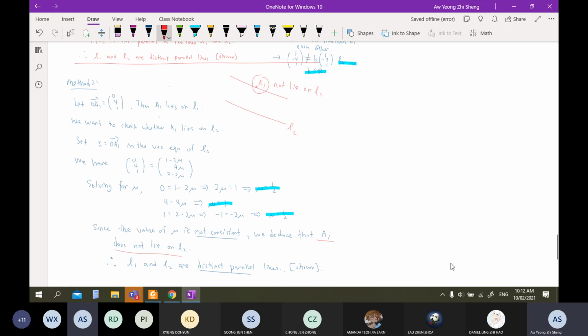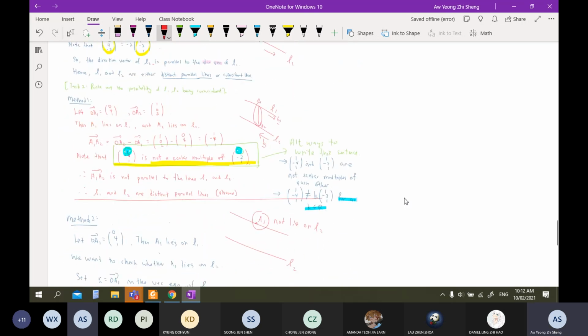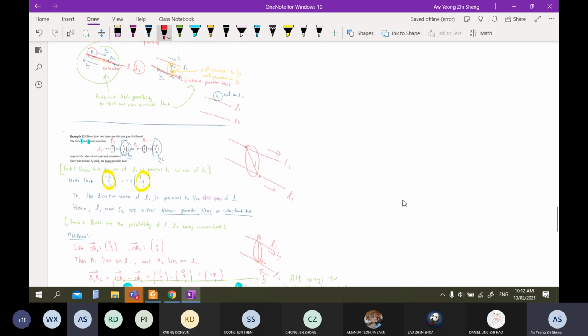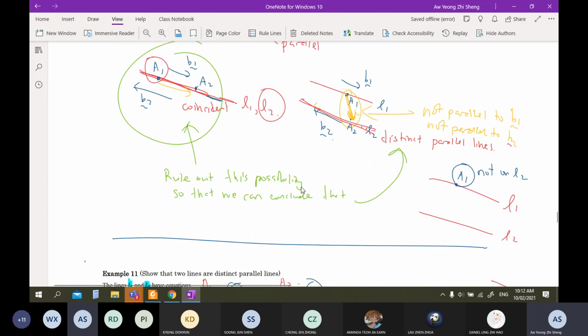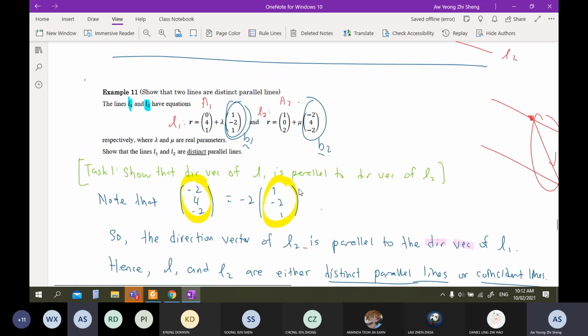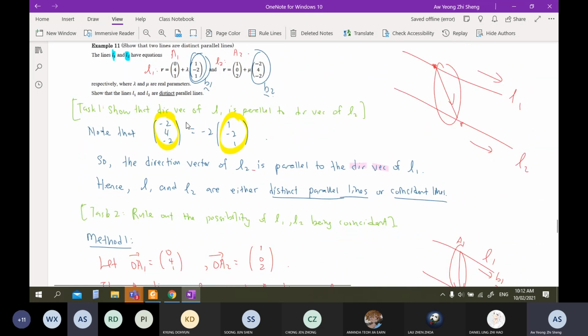Okay, so I think that's it for this question. Hopefully everyone can still digest this question so far, and we have been spending quite a long time on this. Basically there are two tasks to do, to show that there are distinct parallel lines. First is of course to show that the directions are parallel, and so you show that one direction vector is a scalar multiple of the other.